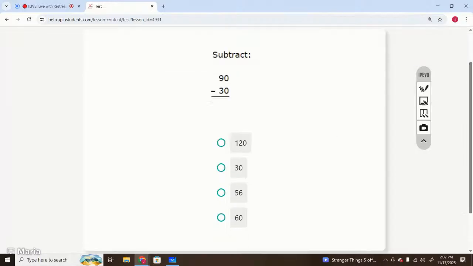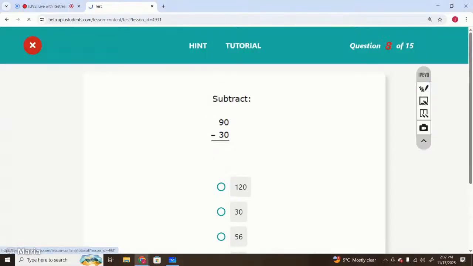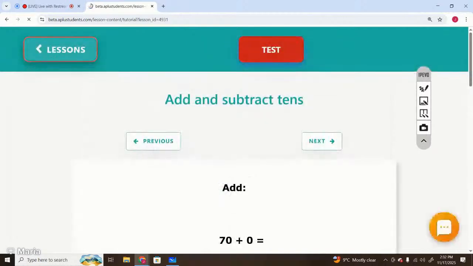The next one is 90 take away 30. So 0 minus 0 is 0 and 9 minus 3 is 6. So that is 60. The correct option is 60. Okay, you can complete the lesson by yourself later today. Let me just move on to the next lesson.